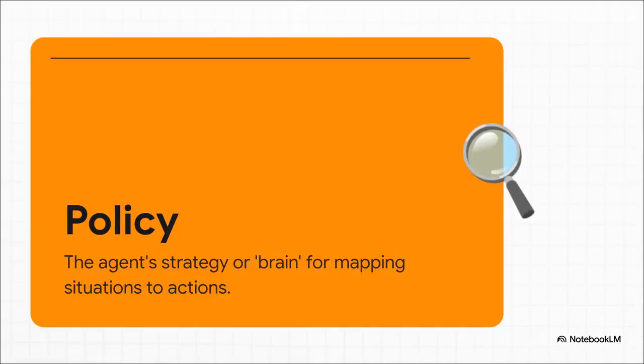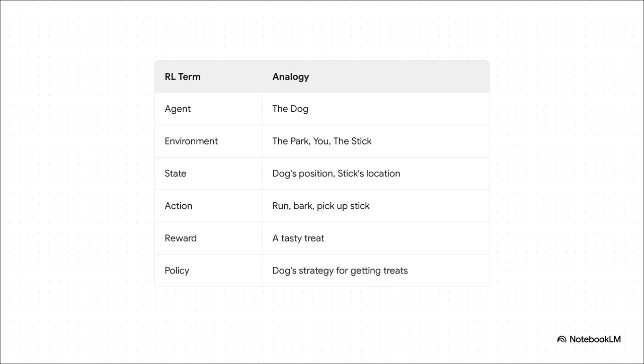And finally, that brings us to the policy. And in a lot of ways, building this policy is what this is all about. The policy is the agent's strategy. You can even think of it as its brain. It's the logic the agent uses to pick an action when it's in a particular state. So the whole point of all this training is to help our dog develop a good policy. After a while, its policy becomes a simple rule inside its head. If I see the stick over there, the best thing I can do is run and get it because that's what leads to a treat.